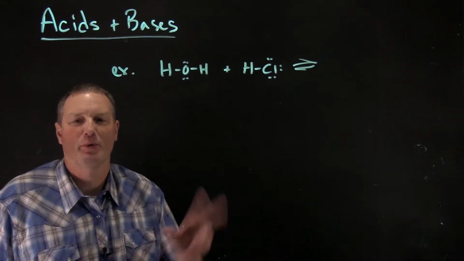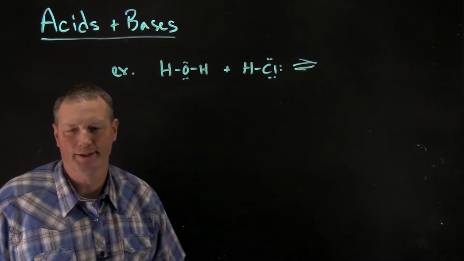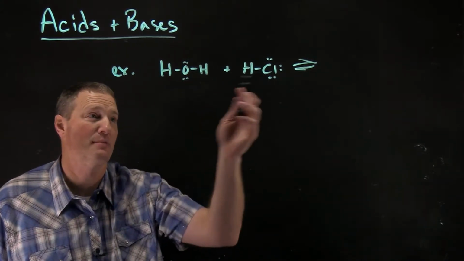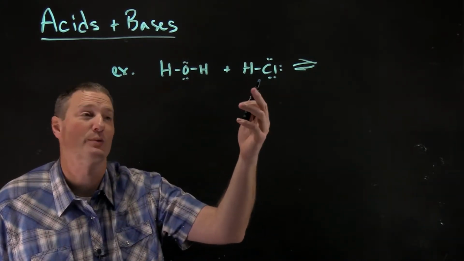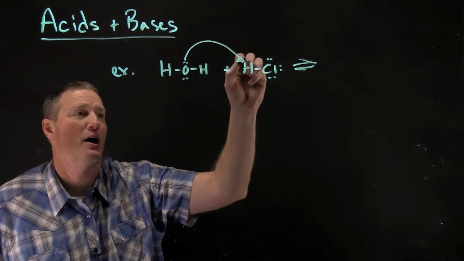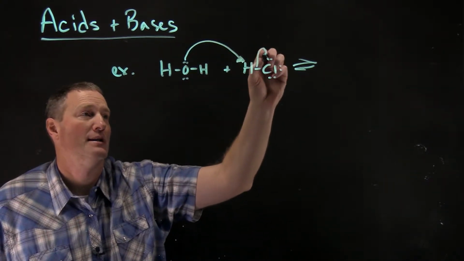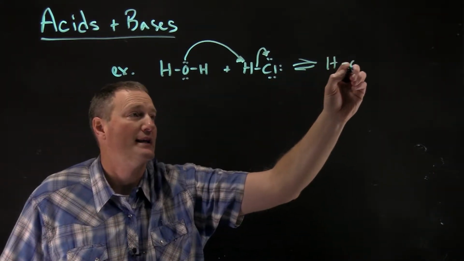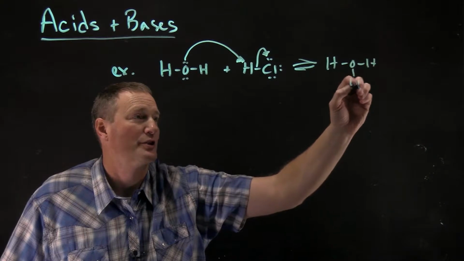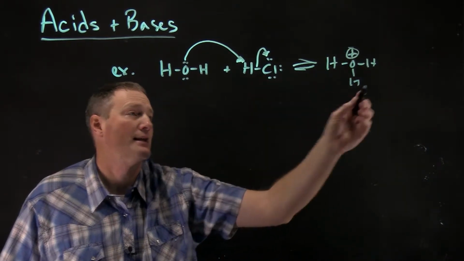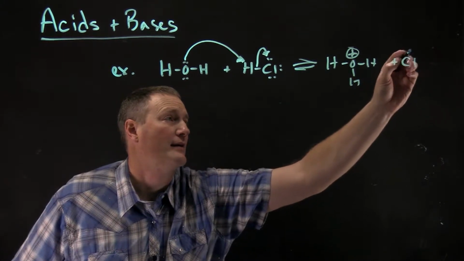Let's look at an example where we flip the role of water. In this case, water is actually going to be acting as a base, and we're going to mix it with HCl, which is one of these strong acids. So here, water is going to be pulling off a proton from the HCl, and the resulting product will now be hydronium, which I'll draw out like this, and chloride anion.